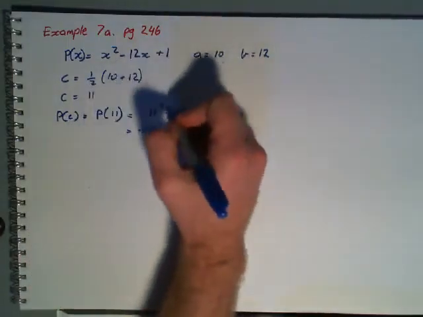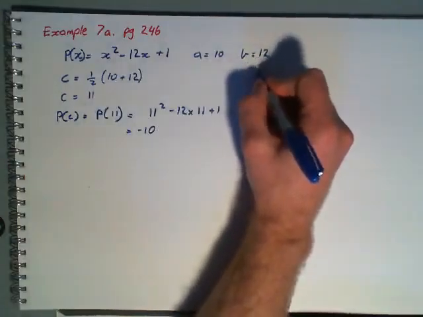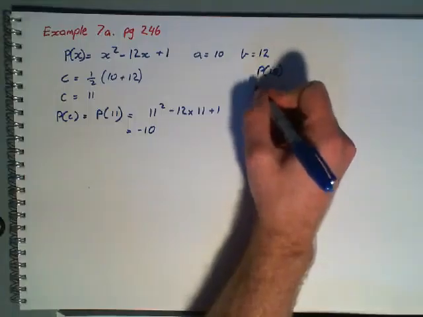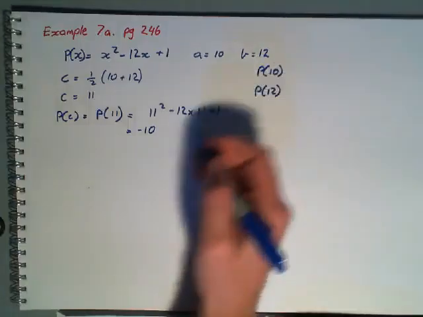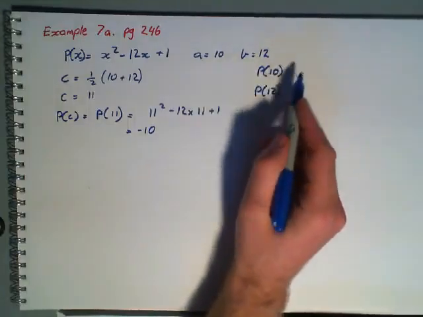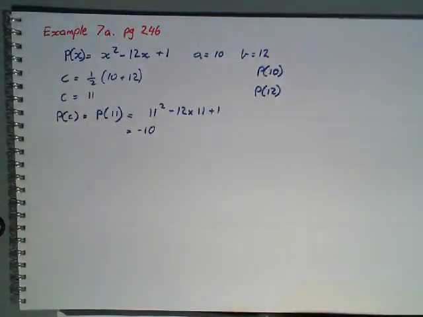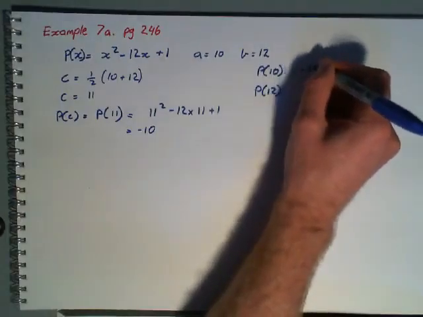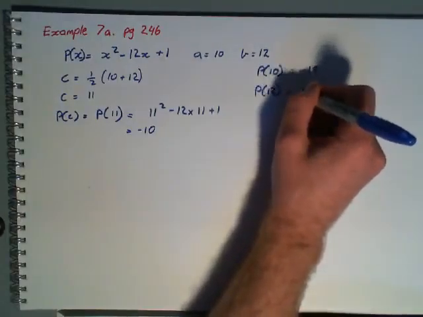actually what I should have done to start with was P of 10, which is A, and P of 12. Work out whether this is greater than 0 or less than 0. So in your calculator again, on those two, will give you minus 19 and positive 1.